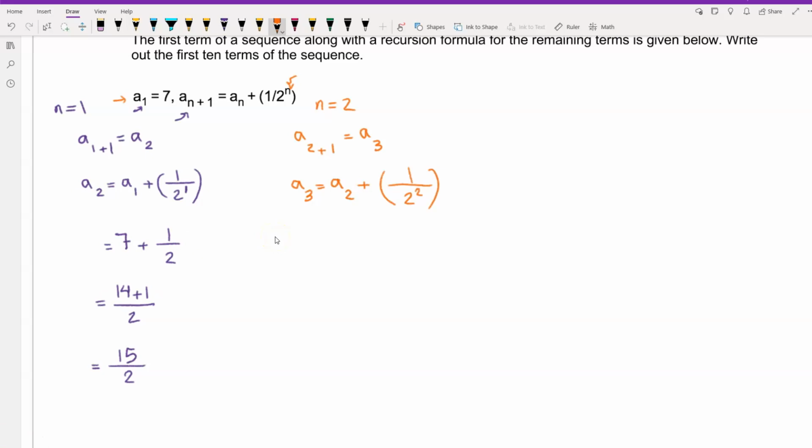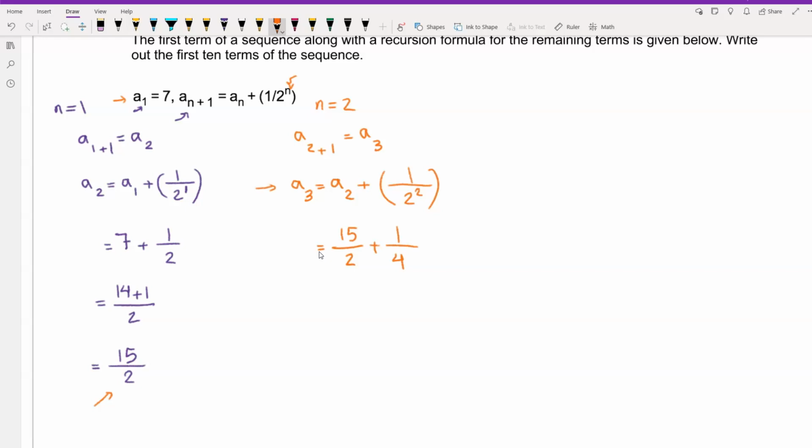Now on this part, finding a sub 3. So in this case, what we have for n, that is 2. So a sub 2 plus 1 is equal to a sub 3. And here a sub 3 is equal to, instead of n, use 2. So we have a sub 2 plus 1 over 2, and here the power is 2. A sub 2 is equal to 15 over 2 plus, here we have 1 over 4.